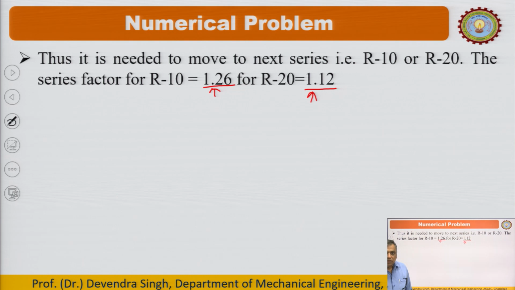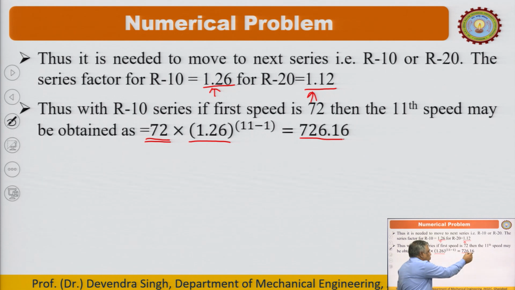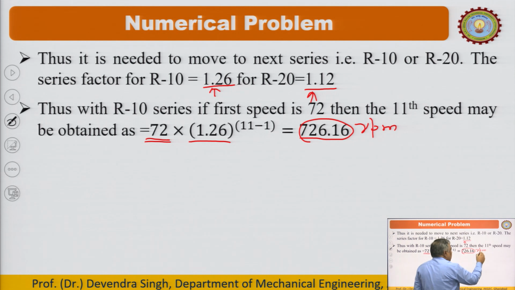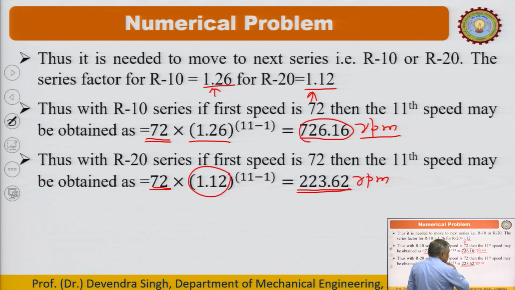You can remember this. So if I consider this R10, 72 is the first speed and this is 1.26 raised to power n minus 1, this is 726.96 RPM. I have to take the decision here on rounding this off. And if I take the R20, in R20 the series factor is 1.12 and 72 is the initial speed, then this is 223.62 RPM, the 7th speed.